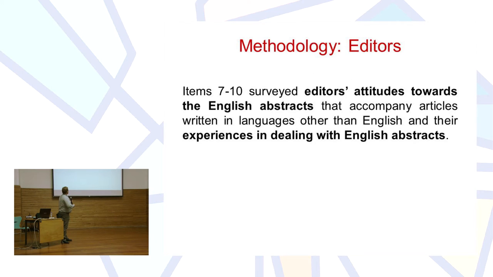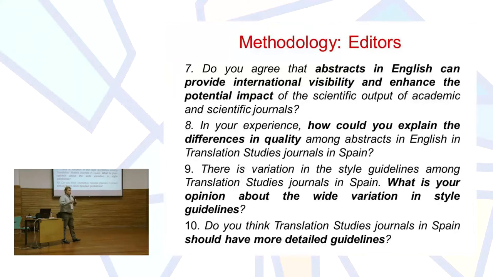The second part of the survey also asked those editors about their experiences and attitudes related to publication of abstracts in English. There were basically four different questions. The first question was whether they agreed that the English language provided visibility and prestige to their publications. The second question was whether they could pose an explanation for the differences in quality among the abstracts in English language or in Spanish translation studies journals.